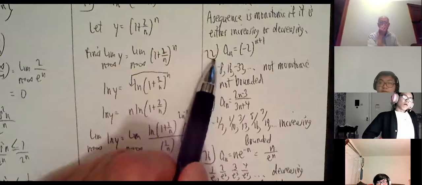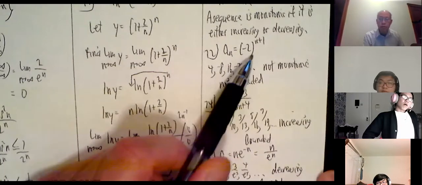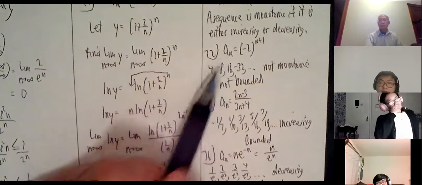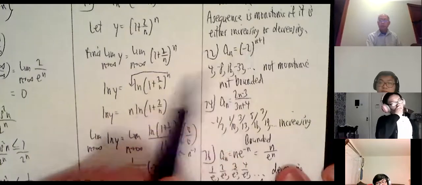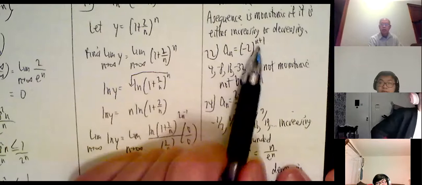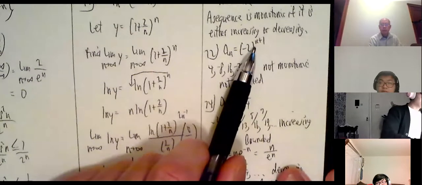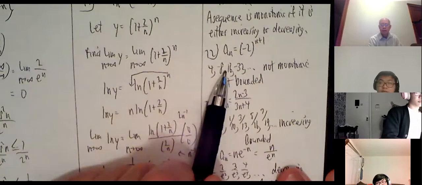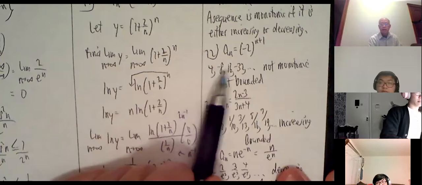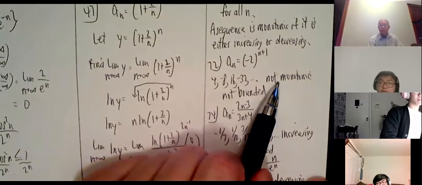72. A sub n is -2 to the n plus 1. Sometimes write some of the first few terms out to get a feel of it. So I plug in 1, -2 squared. Plug in 2, -2 cubed. -2 to the 4th power. -2 to the 5th power. 4, -8, 16, -32. So this is not monotonic.